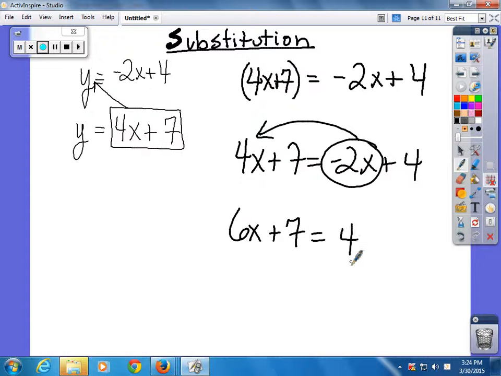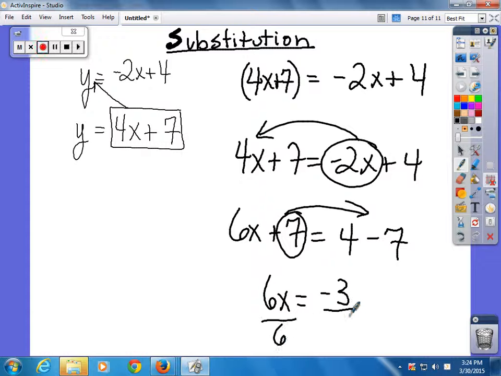And then what? Bring this across the river. So 6x is equal to negative 3. Divided by 6. So x is equal to what? It's a miracle. Negative 1/2. Now, we've got to BS our way back. And BS means what? Back substitute.